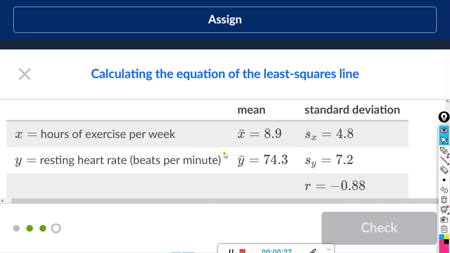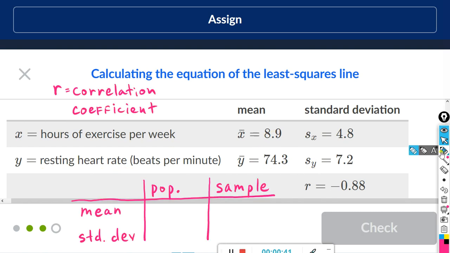All right, so here's a summary of the statistics. The x-axis is hours of exercise per week. Y is the resting heart rate. Okay, and I'm just going to write an interpretation of these variables real quick. All right, so just to get this out of the way first, if you recall from a previous exercise, R is our correlation coefficient. Okay, that's one of the exercises in this unit.